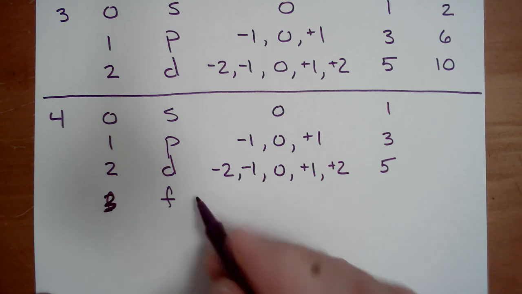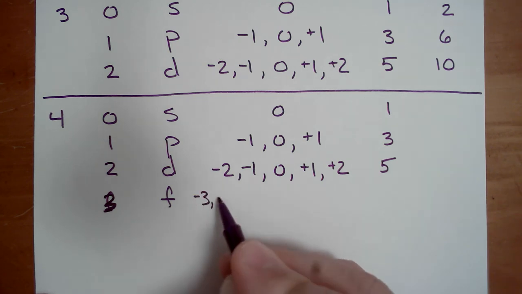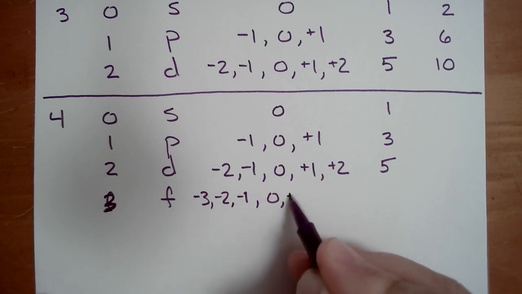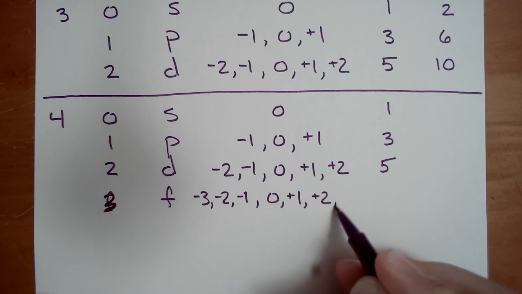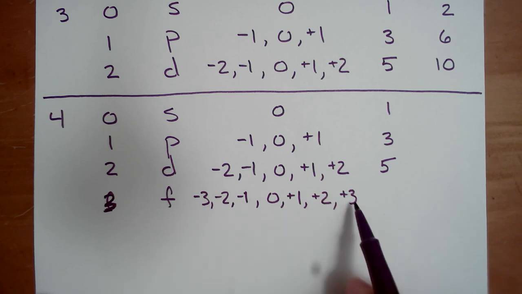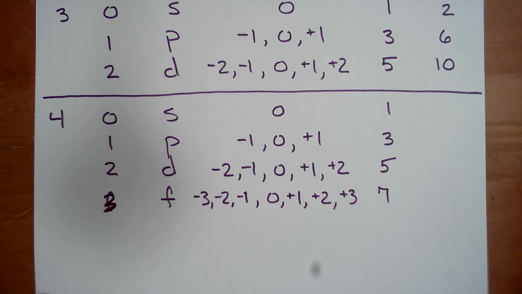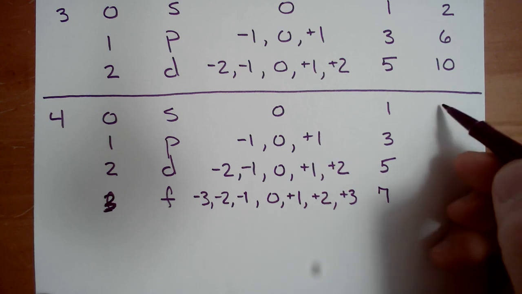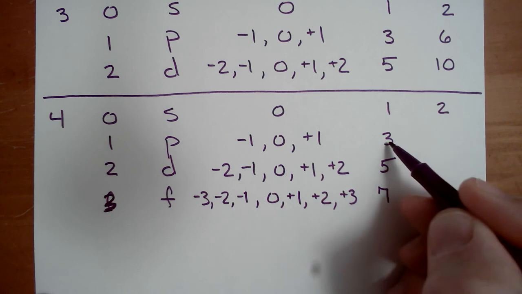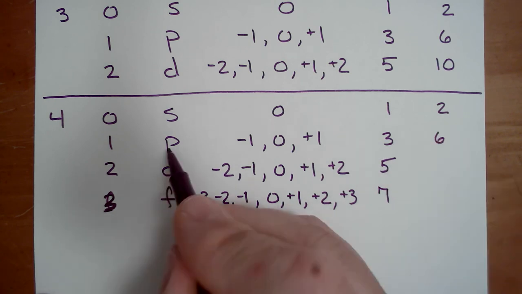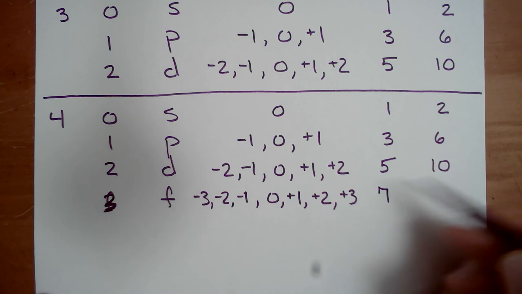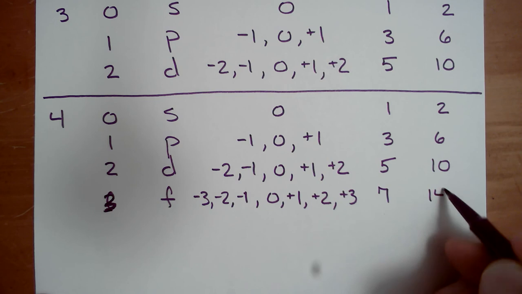And then F can have a -3, -2, -1, 0, +1, +2, and +3. So if I count, it's 1, 2, 3, 4, 5, 6, 7. 7 orbitals. So again, that would be 2 electrons in this sublevel. 3 times 2 is 6 electrons in the P sublevel. In the D sublevel, I would have 10, and in the F sublevel, I'd have 14.